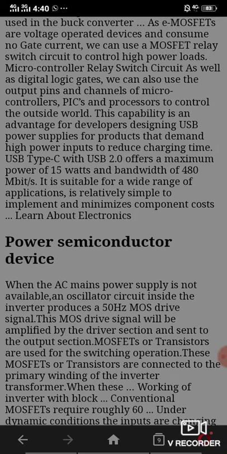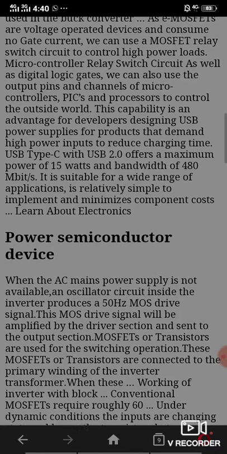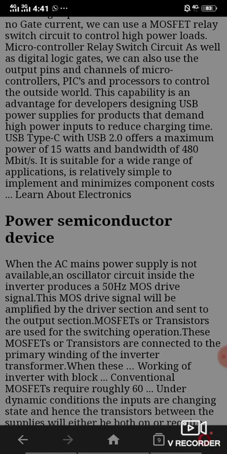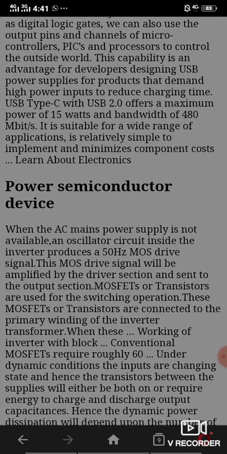When the AC mains supply is not available, an oscillator circuit inside the inverter produces a MOS drive signal. This MOS drive signal will be amplified by the driver section and sent to the output section. MOSFETs or transistors are used for switching operation. These MOSFETs or transistors are connected to the primary winding of the inverter transformer.